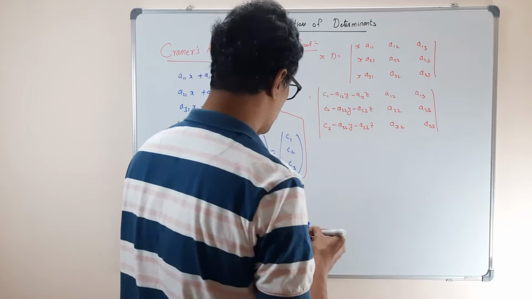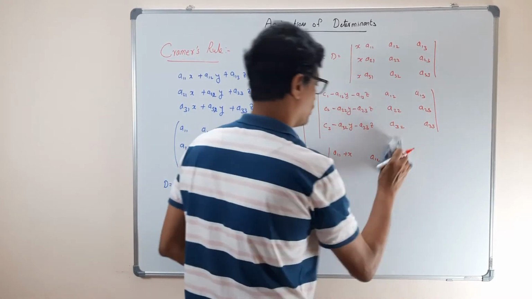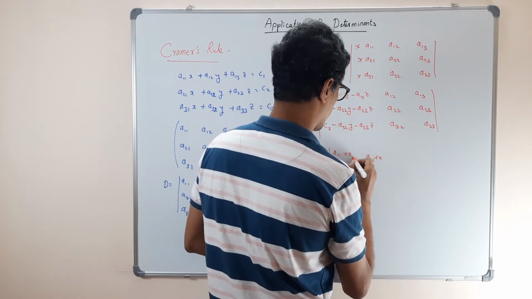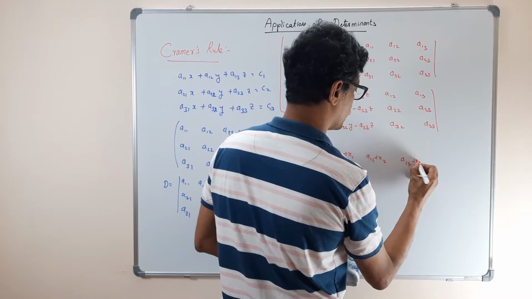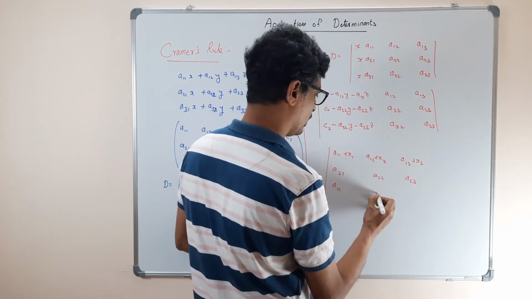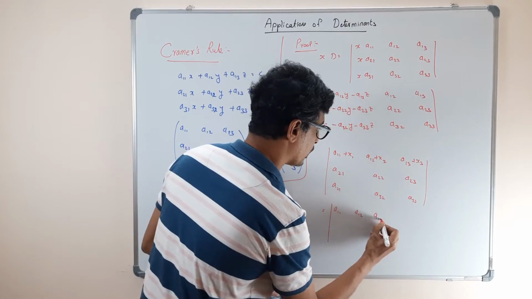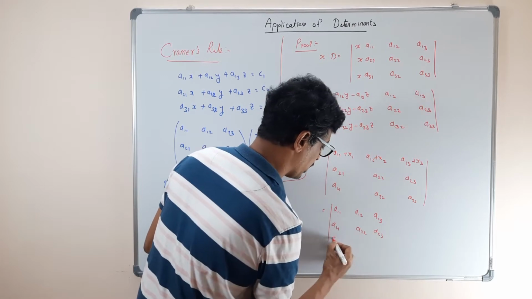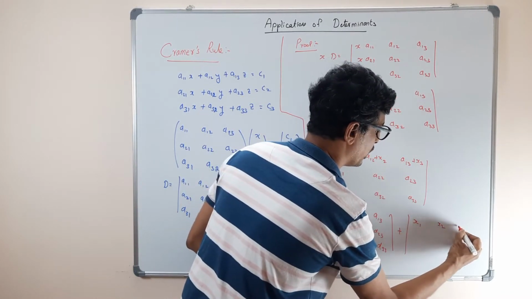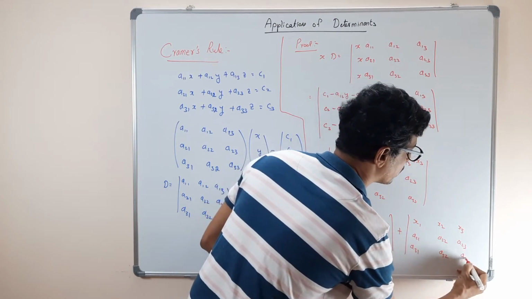You got it? So, if you remember what we did, if you had something like a11 plus x1, a12 plus x2, a13 plus x3, and here a21, a22, a23, a31, a32, a33, then this determinant can be written as the determinant with a11, a12, a13, a21, a22, a23, a31, a32, a33, plus this one, with x1, x2 and x3, a21, a22, a23, a31, a32, a33. Okay, so this is what you can write.